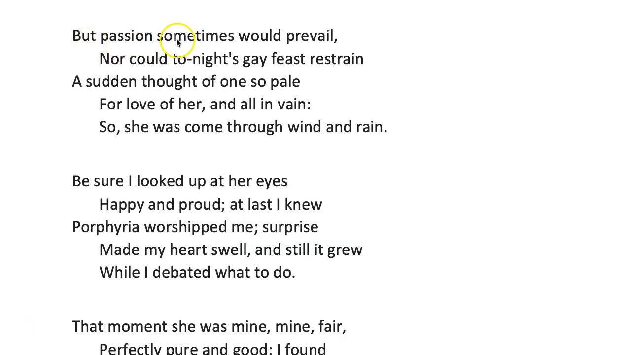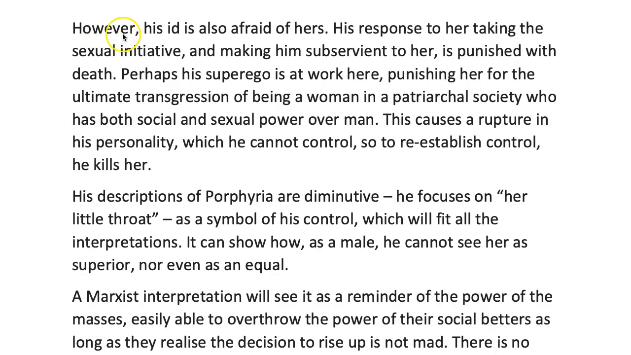But passion sometimes would prevail. So the word sometimes clearly shows us that the lover knows he can't rely on that love lasting. It is temporary. So, however, his id is also afraid of her id. His response to her taking the sexual initiative and making him subservient to her is punished with death.